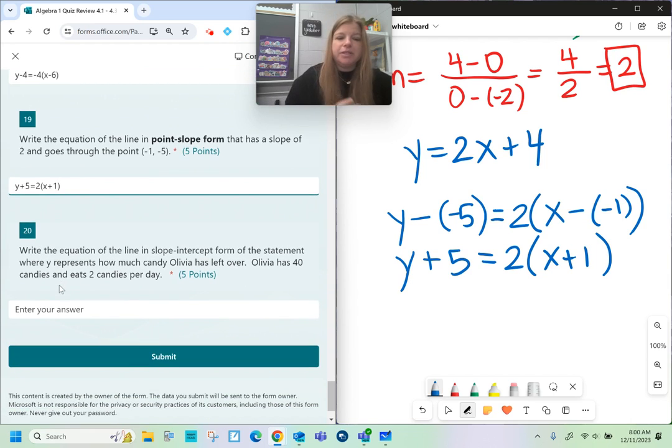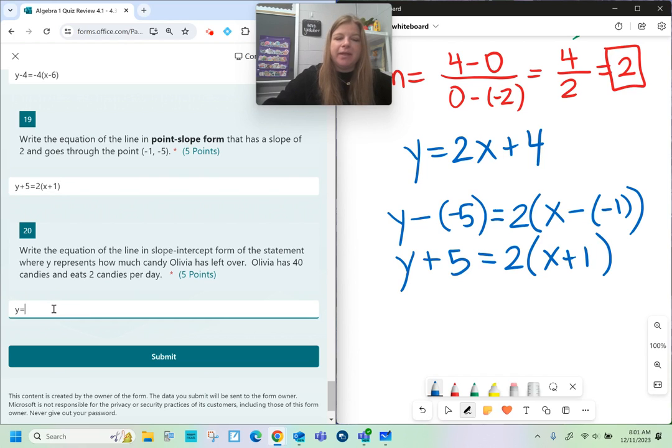Last question, write the equation of a line in slope-intercept form where y represents how much candy Olivia has left over. Olivia has 40 candies and eats 2 candies per day. Well, 40 would be my y-intercept because that's my starting amount. But if she eats 2 candies each day, she's not adding 2 onto her pile. She's taking 2 away. So that 2 that would have been the slope is actually a negative 2. 2 gets taken away, and she starts off with that original 40.